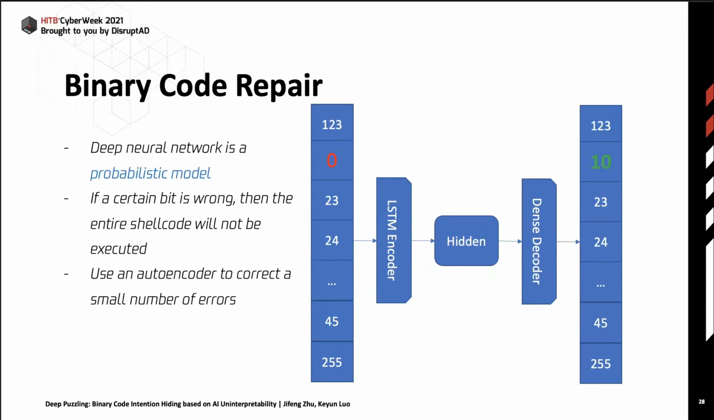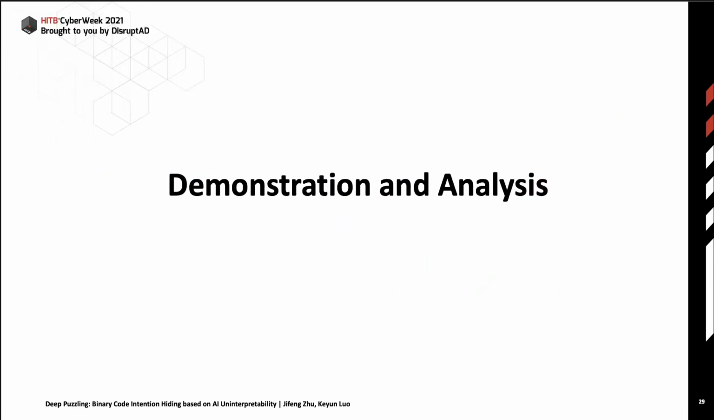The construction of the entire model is relatively simple, as shown in the figure on the right. The classification loss function is used to optimize the model, and the model is forced to correct the errors. In the figure, we can see that the wrong number 0 is corrected to 10. Based on the principles above, I will introduce some of the experiments and the corresponding analysis we have conducted.